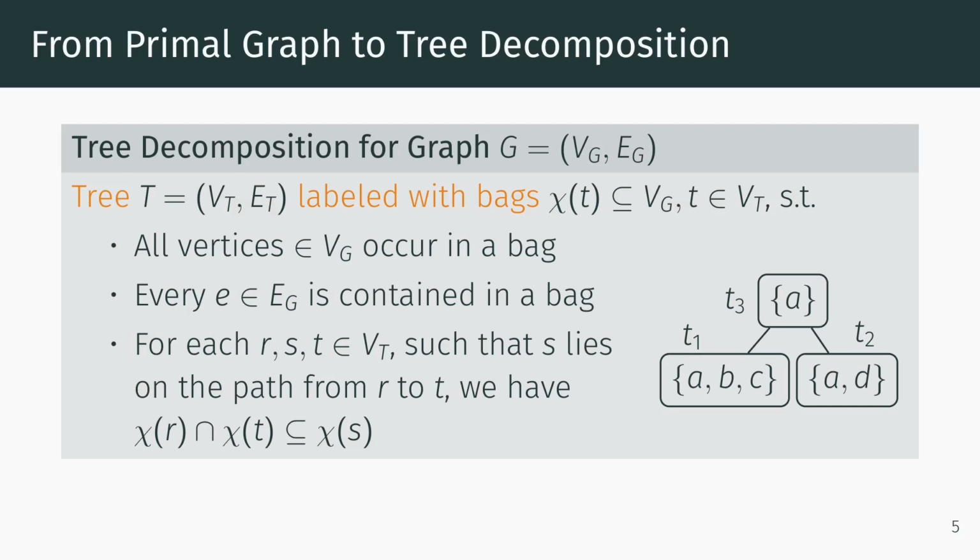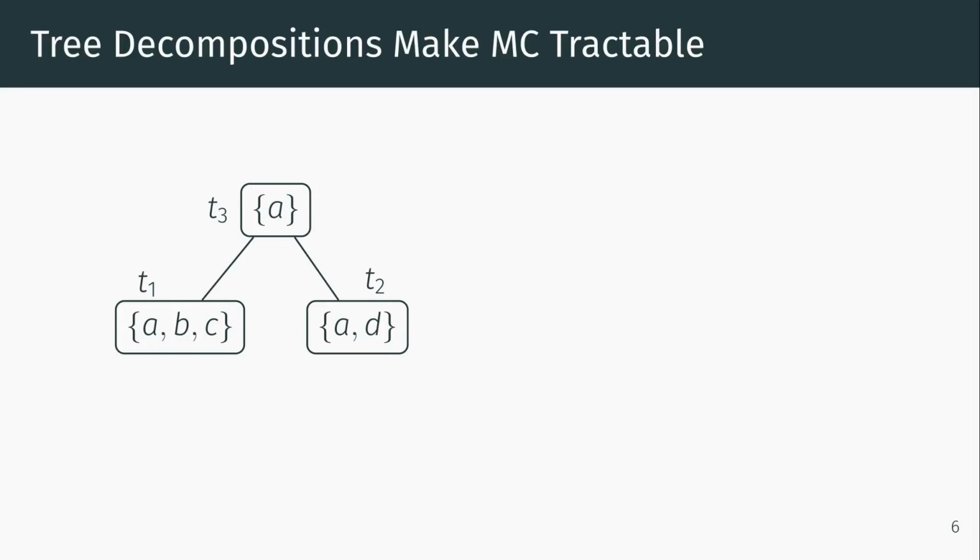And lastly, if a variable occurs in the bags of two separate nodes in the tree decomposition, then it must also occur in the bags of any nodes that lie on the path between the first and the last node, or the initially chosen nodes. And this effectively ensures that variables always occur in connected areas of the tree decomposition. To obtain a model count for the input formula, we can leverage this tree decomposition in a dynamic programming algorithm.